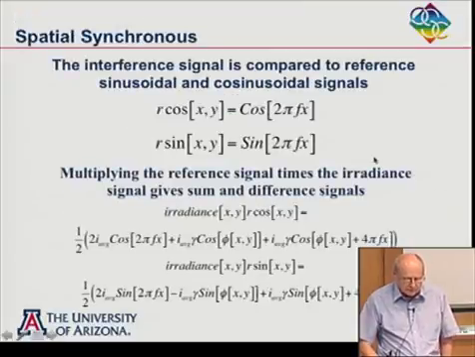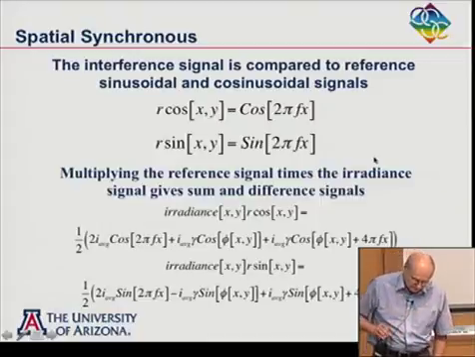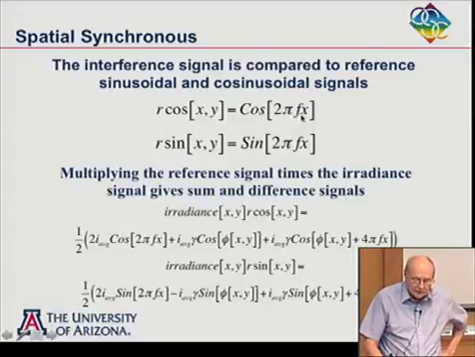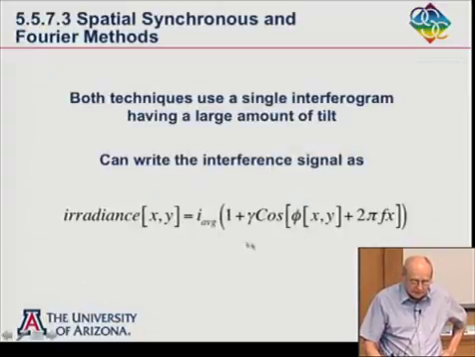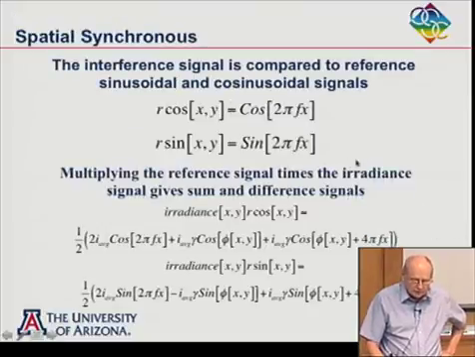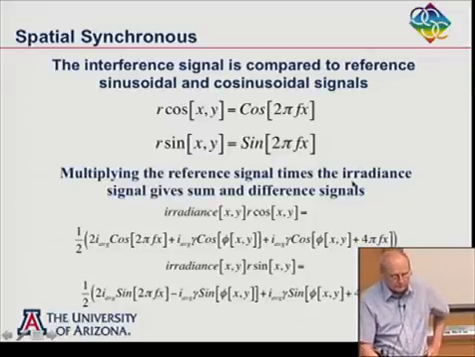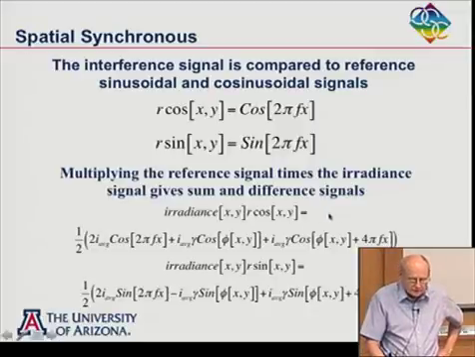Then in the computer, I'm going to take this irradiance pattern and multiply by the cosine of 2 pi fx, and multiply by the sine of 2 pi fx. So simply taking this expression here, multiplying by the cosine of 2 pi fx, and again multiplying it by the sine of 2 pi fx. When we do this product, what we will get will be a sum and a difference. Where we have the 1, we're going to get just a cosine of 2 pi fx.